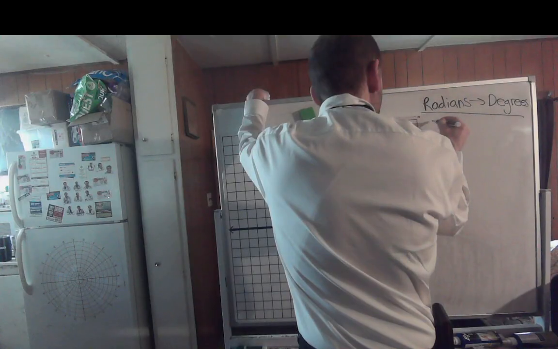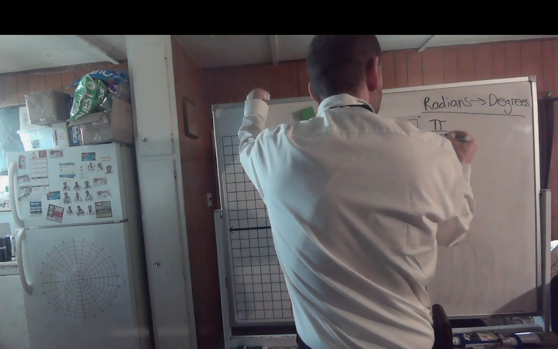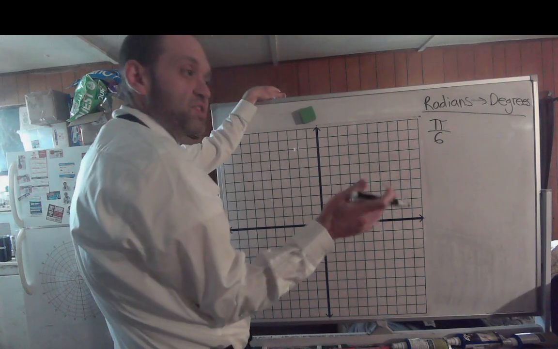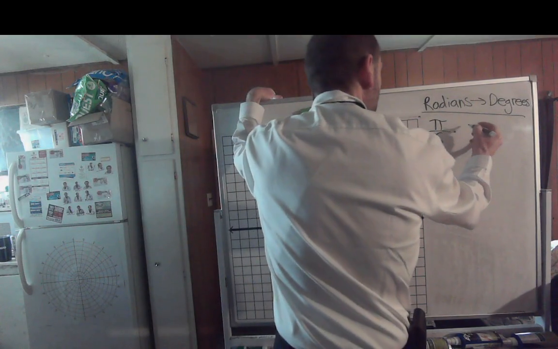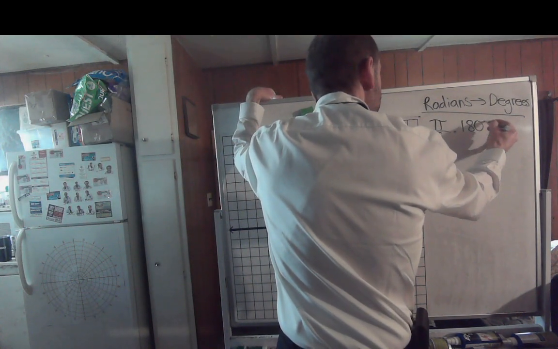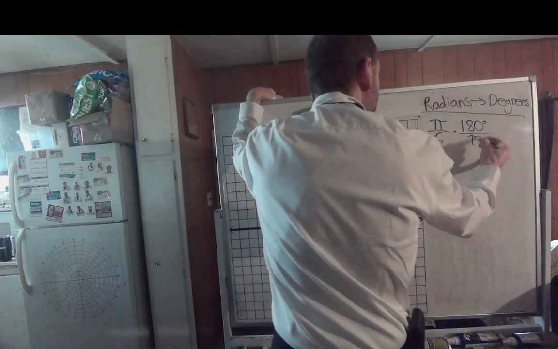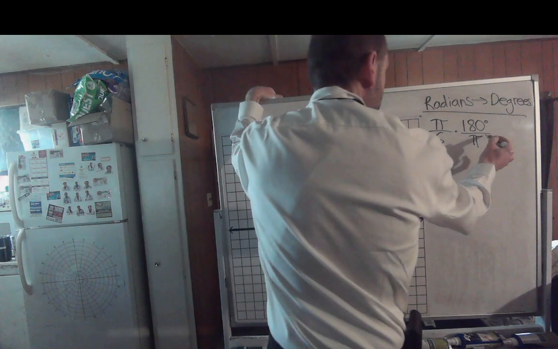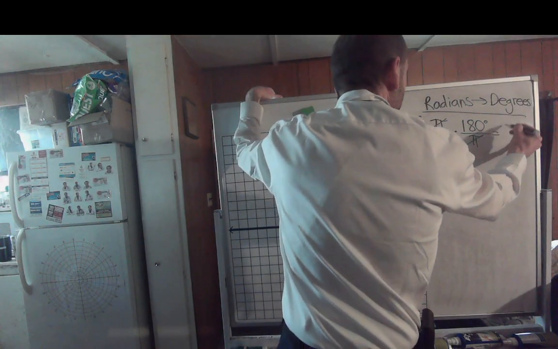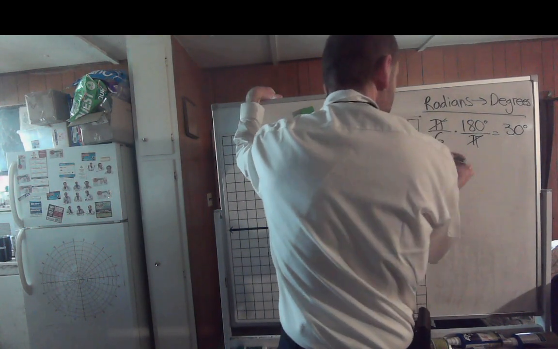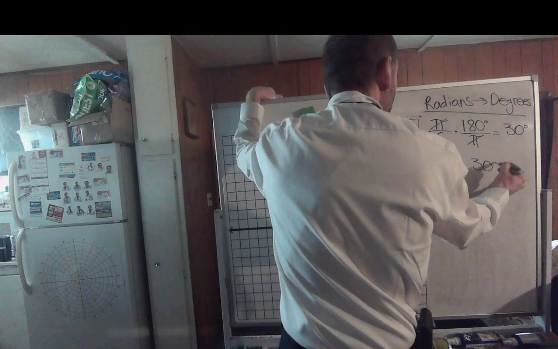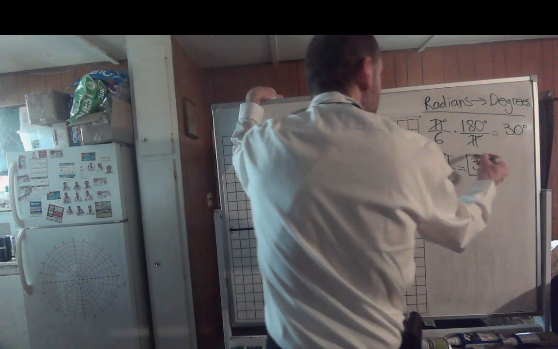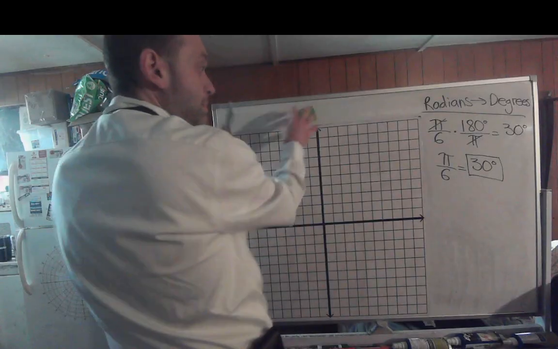So let's do pi over 6 radians. If you want to convert pi over 6 radians to degrees, we know that there are 180 degrees to 1 pi radian. So your pi's would cancel out. You would be left with 30 degrees. So pi over 6 radians is the same thing as 30 degrees.